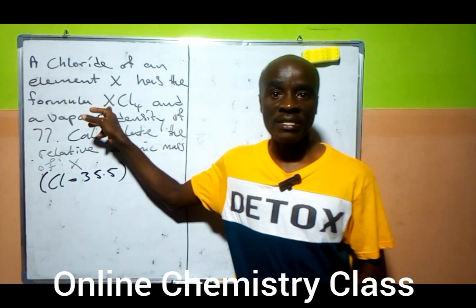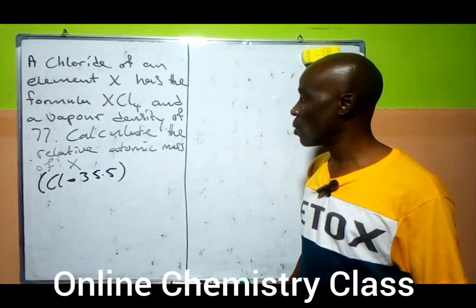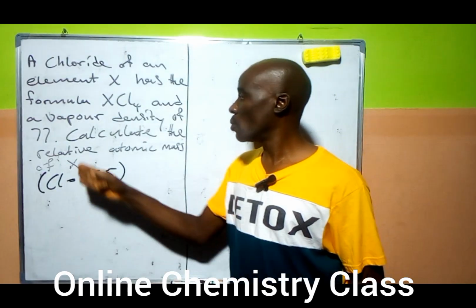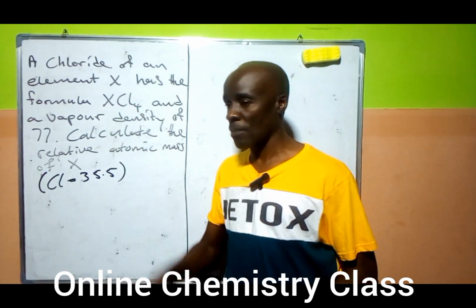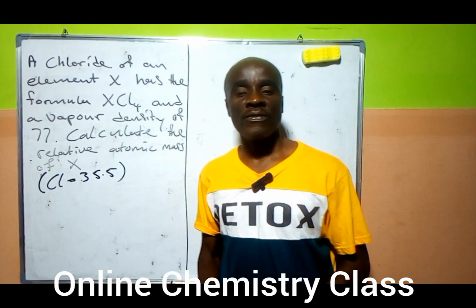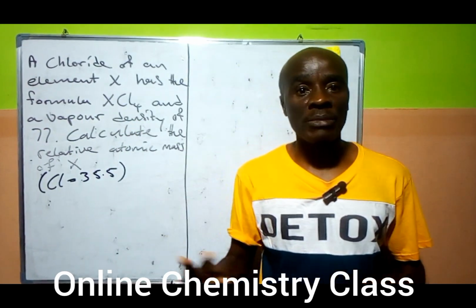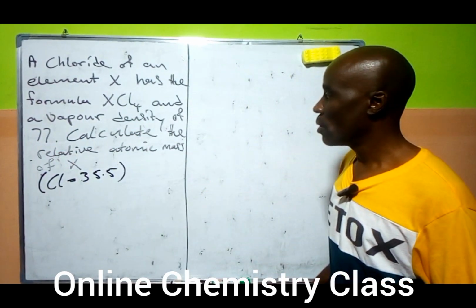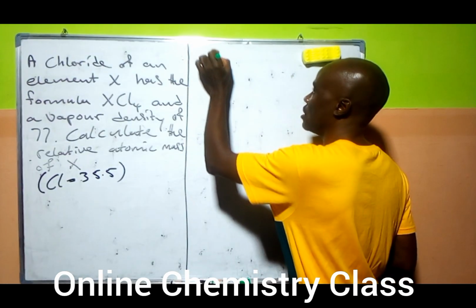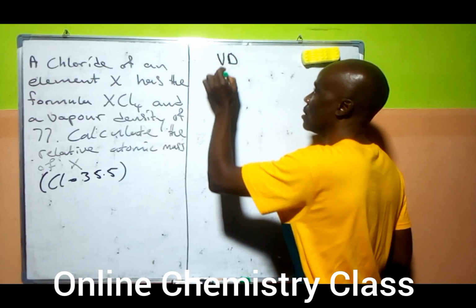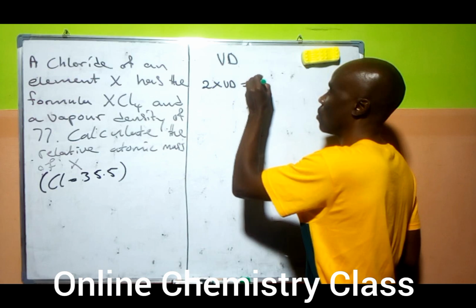That is, we're going to be finding the relative atomic mass of what? This X here. Now, how do we go about this? The first thing we will do is to find the relationship between the vapor density and the relative molecular mass. The relationship is that 2 times vapor density will give us the relative molecular mass. That means if the vapor density is VD, then 2 multiplied by VD is equal to what?